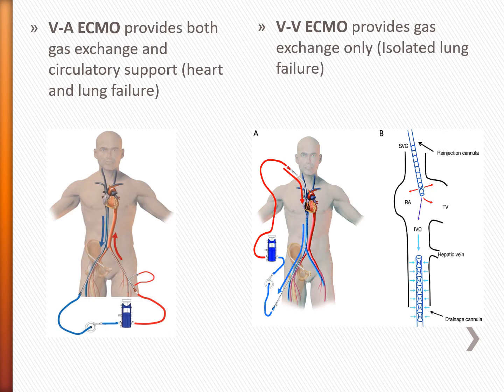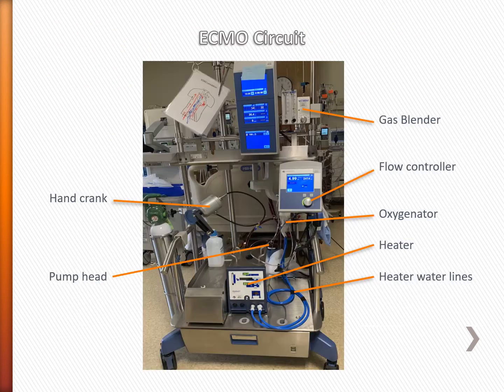VV ECMO provides gas exchange only. Blood is pulled from the venous side, goes through the circuit, and returns to the venous side. So it's still going through the heart and the lungs, but a lot of the work of the lungs has already been done. This slide shows an overview of the ECMO circuit.